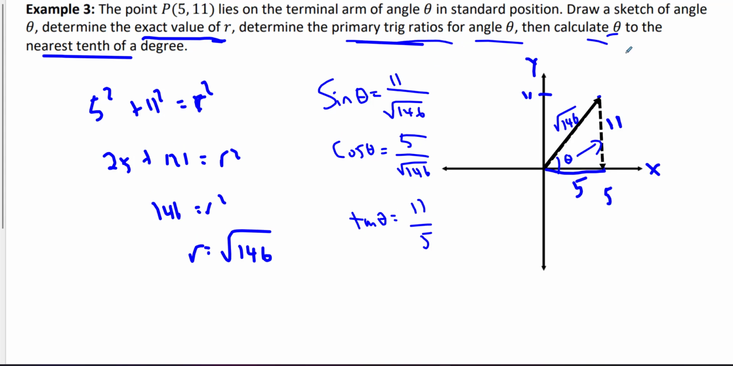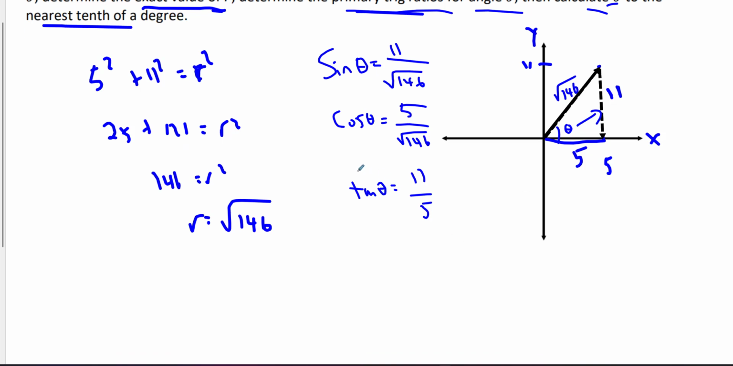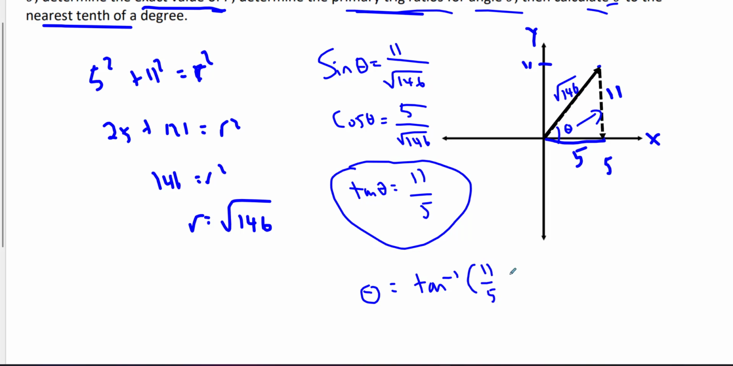Now it says to calculate theta. So to calculate theta, I'm just going to use any equation I want. I'm just going to use this one. Why? Because it's whole numbers. It's easy to deal with whole numbers and square roots. So just do the inverse tan of 11 over 5, and then round to the nearest decimal. 11 divided by 5, shift tan, and I get an answer of 65.6 degrees. That's the answer.